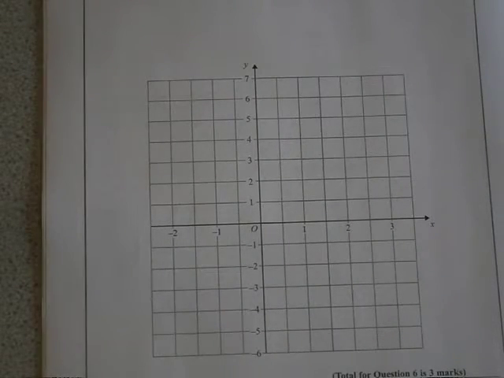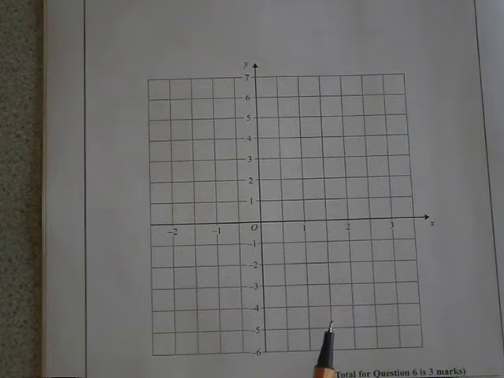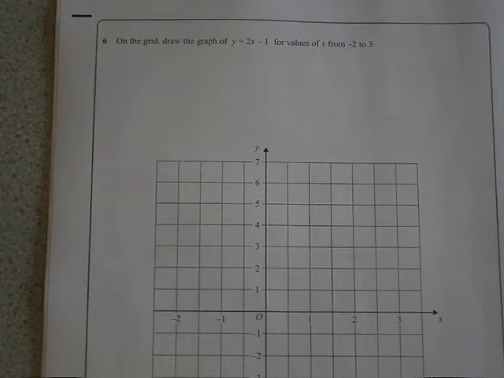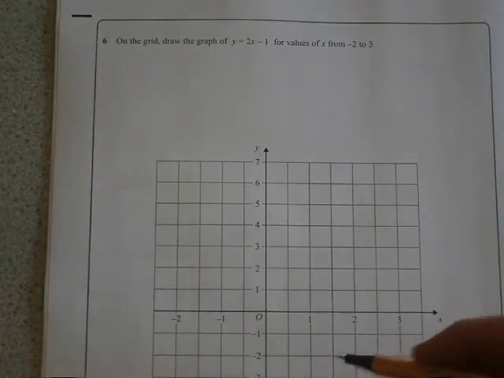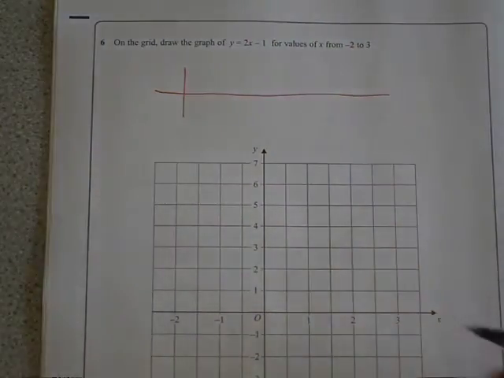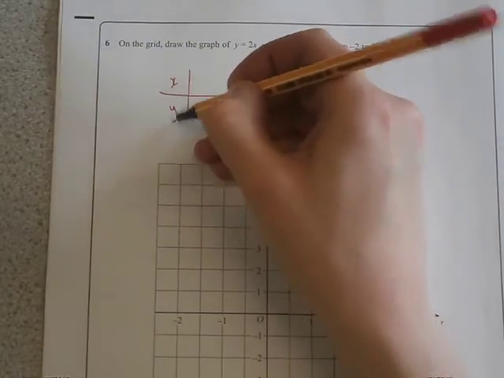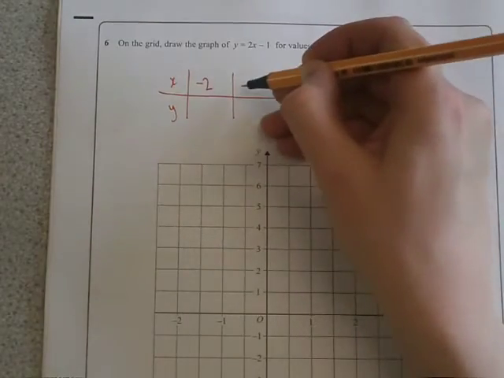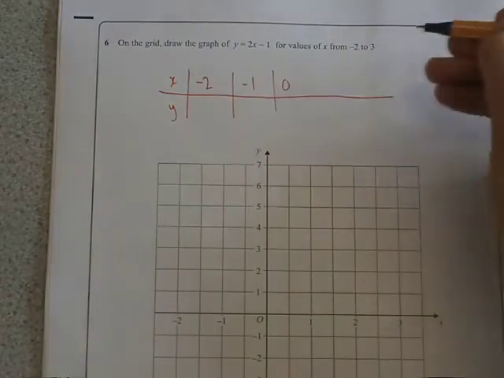Now the next question then is asking you to draw a graph. Now you're not given a table, which is quite unusual. Quite often you're given a table for this in order to fill in. But it does give you values that you need to use. So the first thing that I'm going to do is draw a table. So I've got my x value and my y value, and the values they want me to use are -2 all the way up to 3.